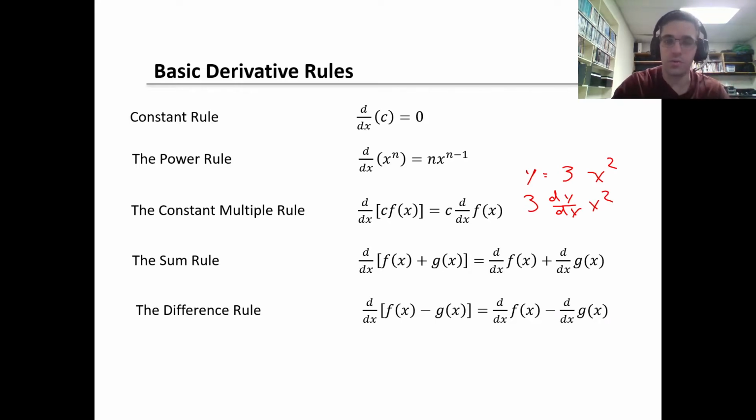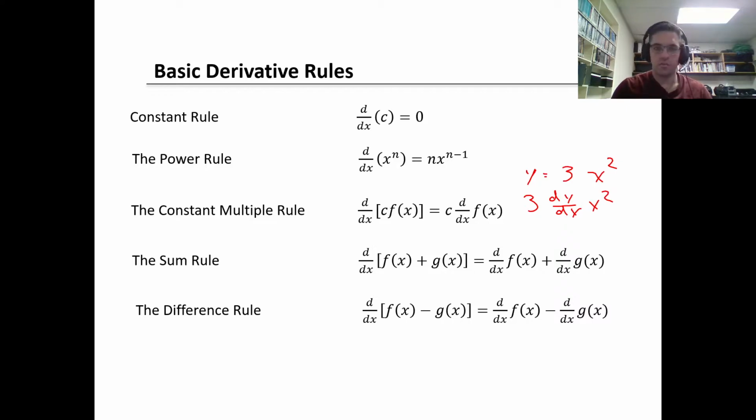First one, constant rule. If I take the derivative of a number, it's just going to be 0. The derivative is going to be 0 of any number. If you think of the graph of y equals any number, it's just going to be a horizontal line. And so any tangent line on a horizontal line will have slope 0. So that one kind of makes sense. The power rule, we've spent a couple lessons unpacking.